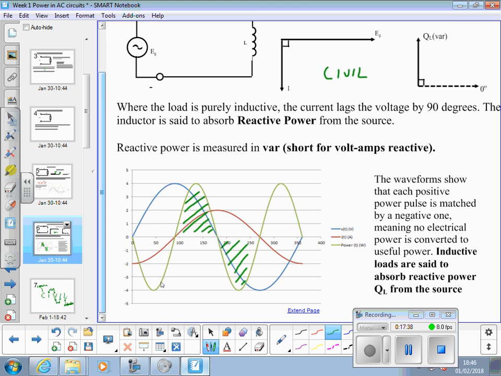Okay? So the waveform shows each positive power pulse is matched by a negative one. No electrical power is converted to useful power. Inductive loads are said to absorb reactive power, QL, from the source. So we use Q to represent reactive power. We can have QL, the inductive reactive power, and QC, the capacitive reactive power.